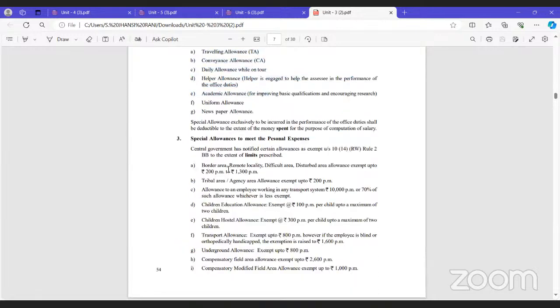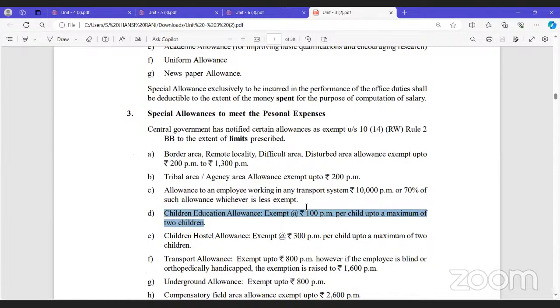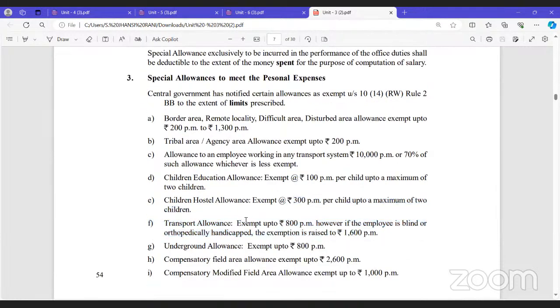Now, among special allowances, the most important one to remember is children education allowance. Whatever allowance is provided by the employer, he will receive an exemption of 100 rupees per month per child up to a maximum of 2 children only. Hostel allowance is also 300 per month per child for a maximum of 2 children only. Next, transport allowance has changed actually. This is an old book, so you can make the change, or if you have the book, you can check that. In that it is 3,200 per month in case of a handicapped or blind person. So there are a few points you have to remember.